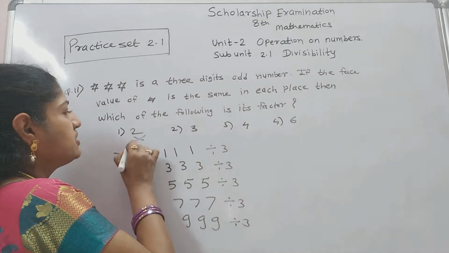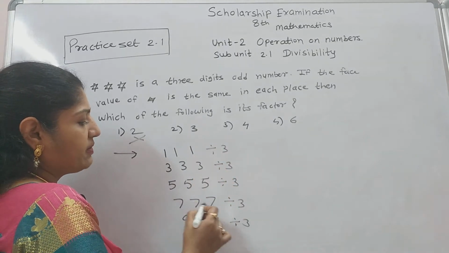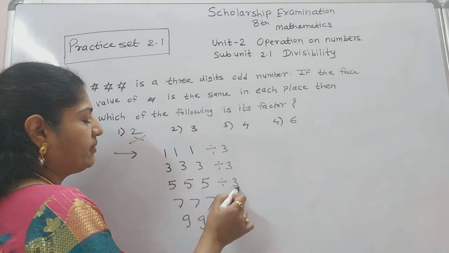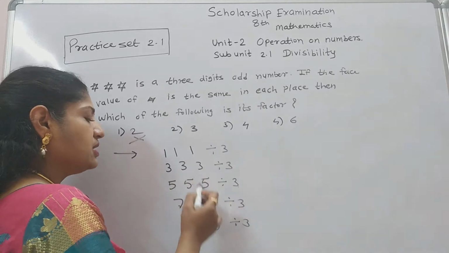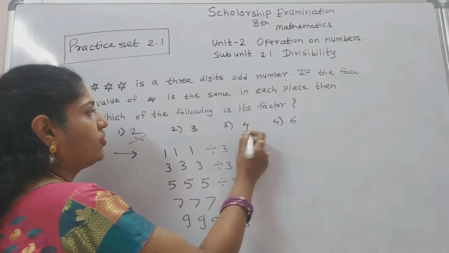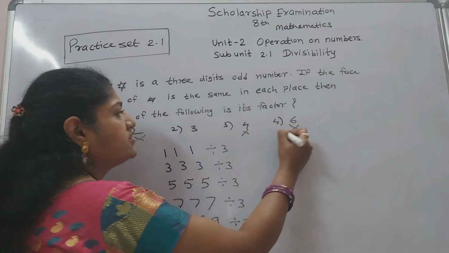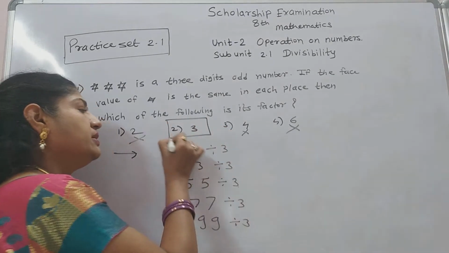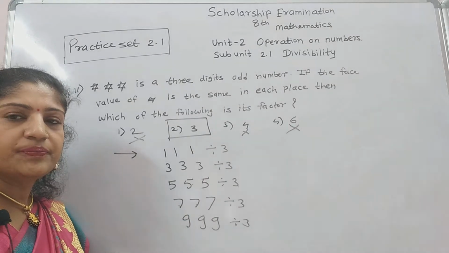This is not divisible by 2, it is divisible by 3. Add the digits: 7 plus 7 plus 7 is 21, divided by 3; 15 divided by 3; 9 divided by 3. All these numbers are divisible by 3. These numbers are not divisible by 4. These numbers are not divisible by 2. So these numbers are not divisible by 6. So our answer is these numbers are only divisible by 3.